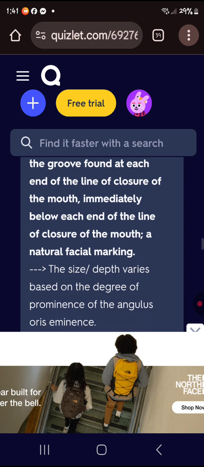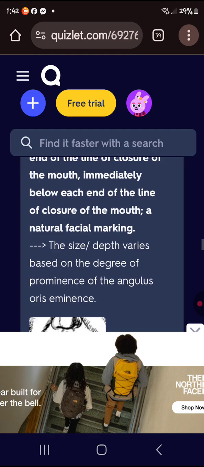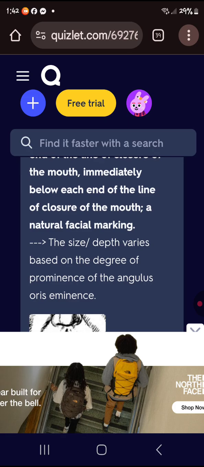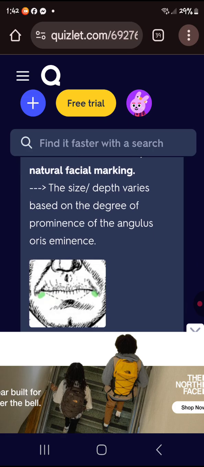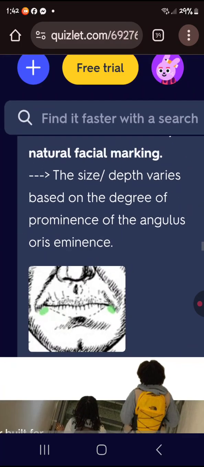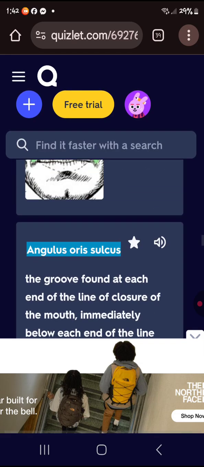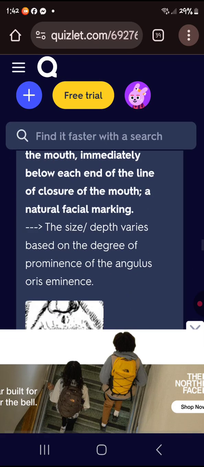Like the Joker spots. Immediately below each end of the line of closure of the mouth, and it's natural. The size and depth varies based on the degree of prominence of the angulus oris eminence. So the angulus oris eminence affects the angulus oris sulcus.